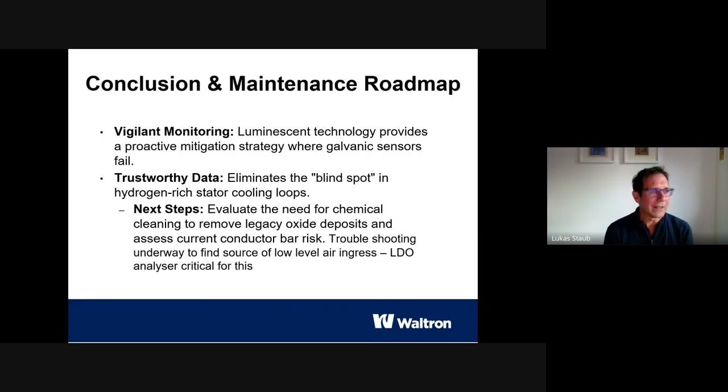Online DO analysis is only as good as its resistance to interference, which is, again, why choosing the LDO is the right thing to do in this particular case. And this plant in particular gained the visibility that was basically needed to save the generator from a catastrophic thermal event.